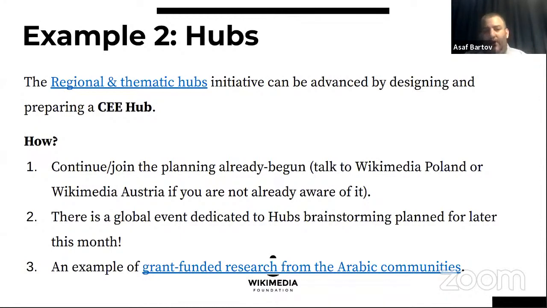And I also invite you to look at an example from a previous grant round that is research about hubs from the Arabic communities done by Anas from Morocco. And he posted on Meta a very clear, well-researched analysis of opinions and situations in the various Arabic communities, right? They share a wiki, the Arabic Wikipedia, but they're in different countries, different situations. And they all shared opinions, hopes, expectations about a future Arabic hub or Wiki Arabia hub, what it should look like, what it should do, what it should not do, where it should be situated, etc. It's all in this interesting report that is linked from this slide. If you want to work on a CEE hub, take a look to get an idea of the kind of research work that we want to see and we would support with a grant.